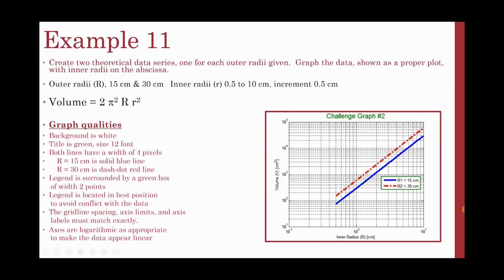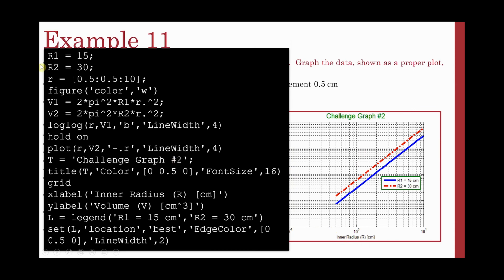And this time we're going to create this plot that has 2 lines on it, and it's also on a log-log plot. So let's see how we do that. We have our radius data. So we're going to make our figure. We're going to make it white. We're going to create our volumes. The order here doesn't really matter. We're going to create a log-log plot. So we're going to use our loglog command instead of our plot command. The plot makes rectilinear graphs.